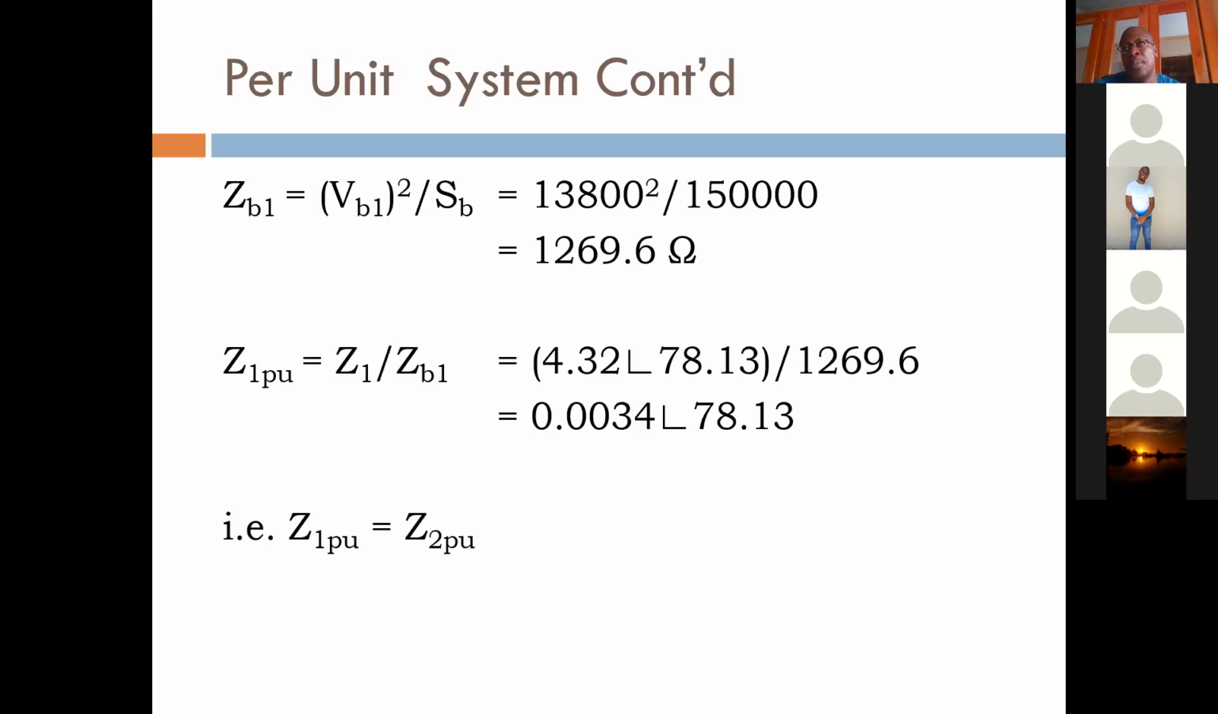Okay. So keep in mind, let us not miss the point. The same transformer, if I look at it from the high voltage end, the actual reactance is 4.3. If I go to the low voltage end, the same transformer, the actual will be 0.12. However, in per unit, whether I'm going from high or low, it will be 0.0034.